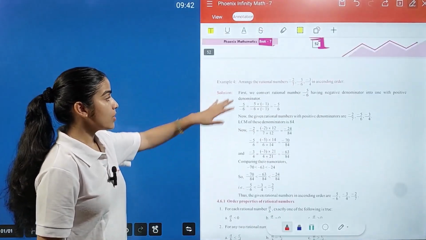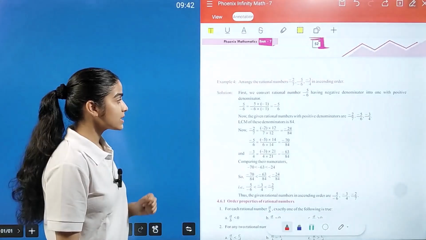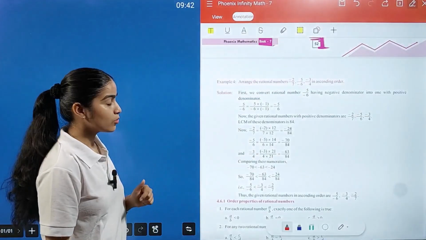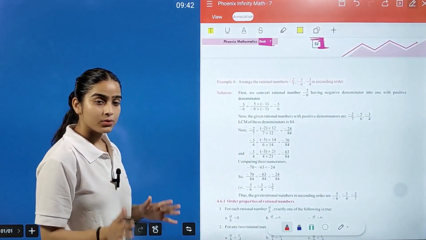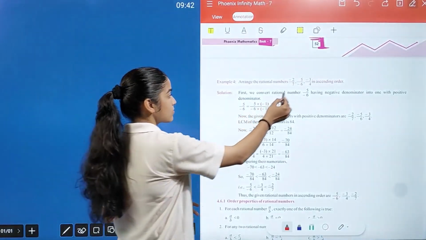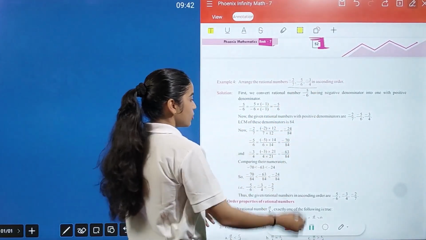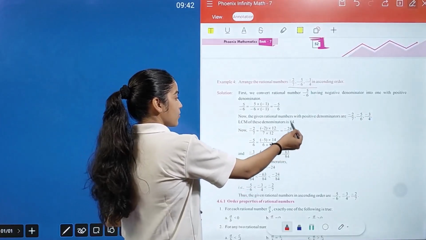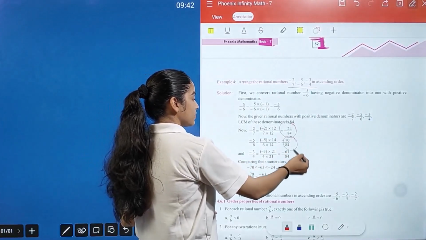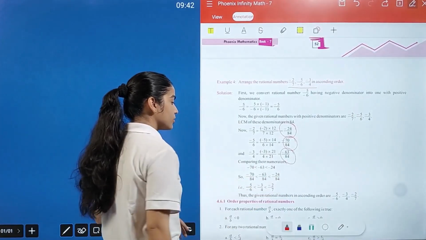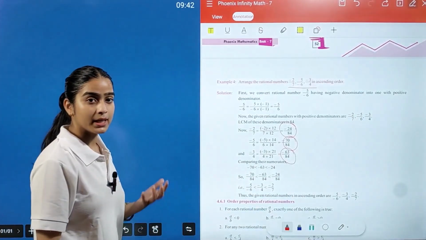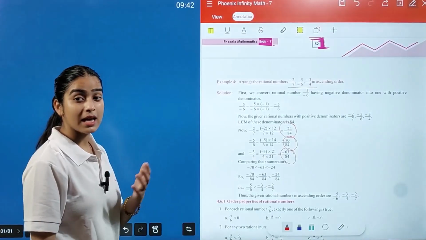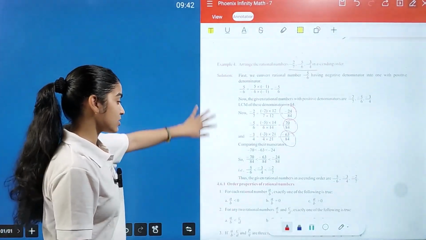Now you have to arrange the rational numbers minus 2 by 7, 5 by minus 6 and 3 by 4. Same as you do in fractions, take LCM of these three denominators. You have 84, so convert your denominators into 84. Now you have three new rational numbers, and according to that you can easily compare them by using the knowledge of fractions, integers as well as rational numbers.